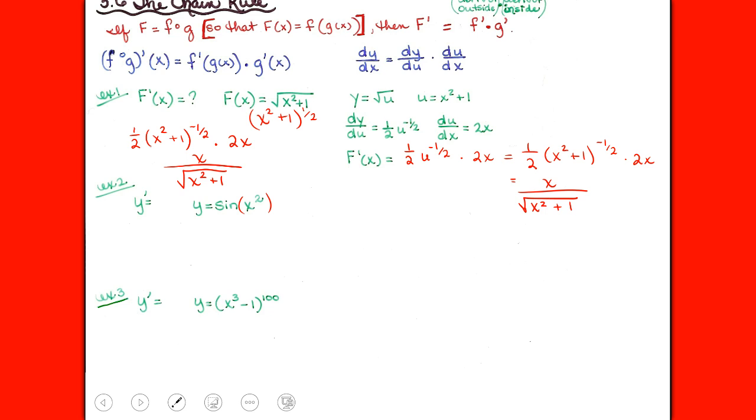For the next one, I have the derivative of sine x squared. If that was just derivative of sine x, I'd be good, right? Because I know how to do that. But I don't know the derivative of the sine of a quantity. It's that quantity that's causing me a problem. That's a composition where I took x squared and inserted it into sine x. So it's a composition of two functions.